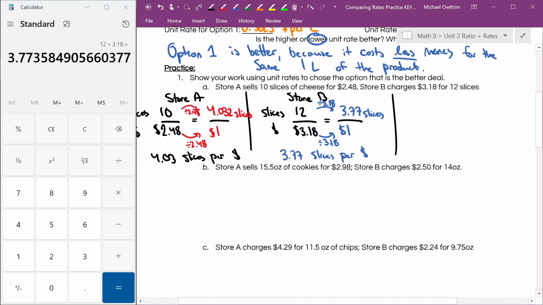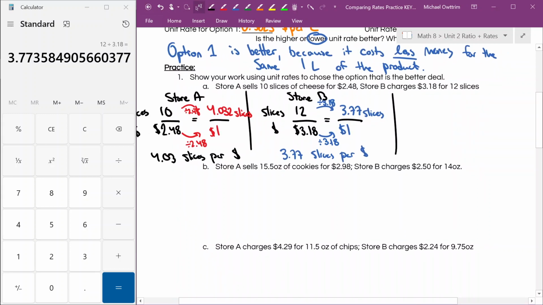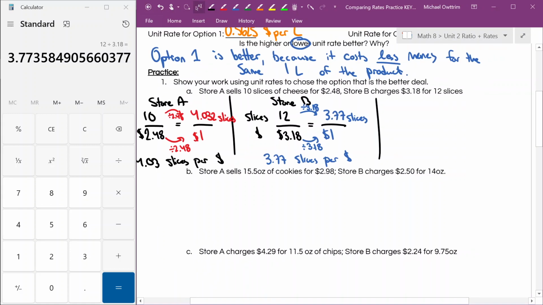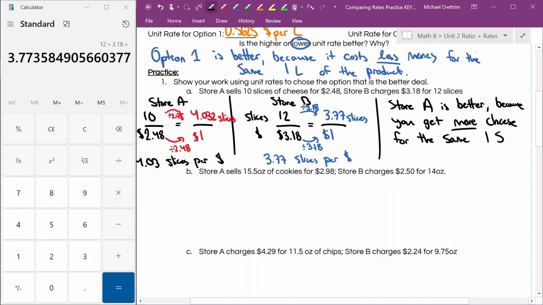So which one is better? Do we want to get 4 slices for every dollar that we spend, or do we want to get 3.7 slices for every dollar that we spend? Well, we want to get more slices for the same amount of money. So we'll say store A is better because you get more cheese for the same $1.